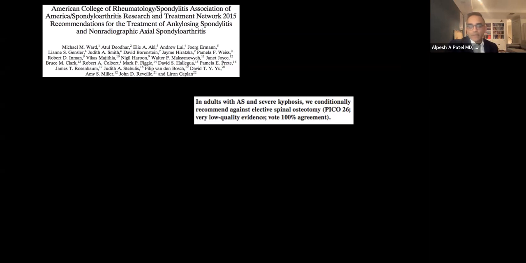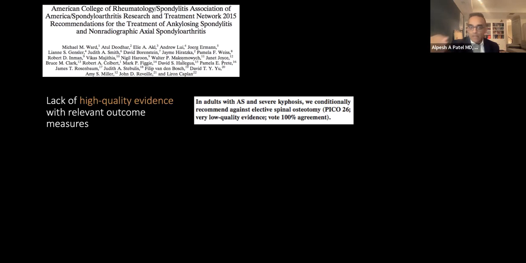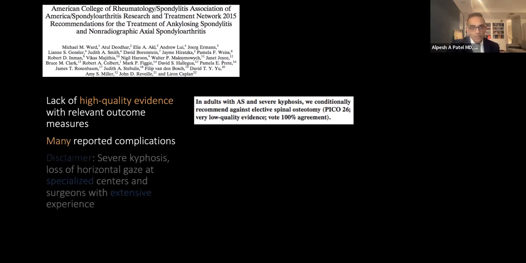This was a couple of years back, I think 2015, the American College of Rheumatology put out a publication basically saying that we should never do osteotomies for ankylosing spondylitis because of the low quality evidence. And that's actually true. There's not great clinical evidence that surgical intervention makes people substantially better. We're getting there, but we don't have a ton of data on it. But they then go on, and that's again, lack of high quality evidence with relevant outcome measures. And that's totally where we need to be better. They mentioned that there's lots of reported complications in this group, and there totally are.